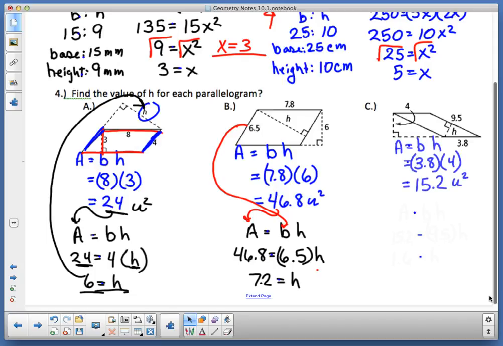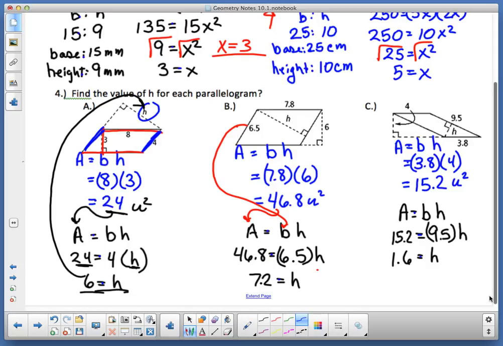I got base times height, 3.8 times 4 is 152 units. Or excuse me, 15.2. Yeah, it's important to pay attention to those decimals, isn't it? I got 15.2 units squared. Now I'm going to find H by using 9.5 because 9.5 times H is still 15.2. So we're going to do that, and we got 15.2, 9.5 divide, I get 1.6, and that's my value of H.